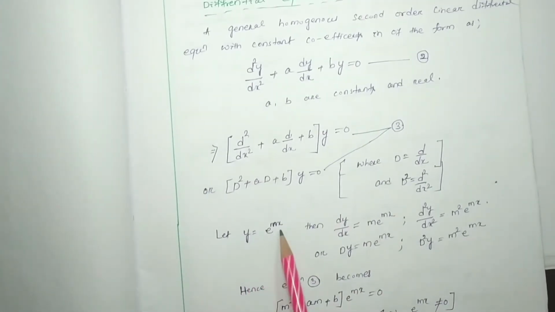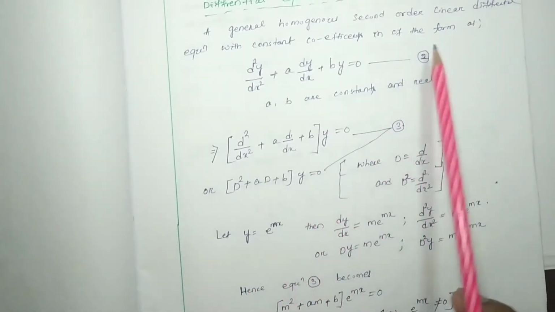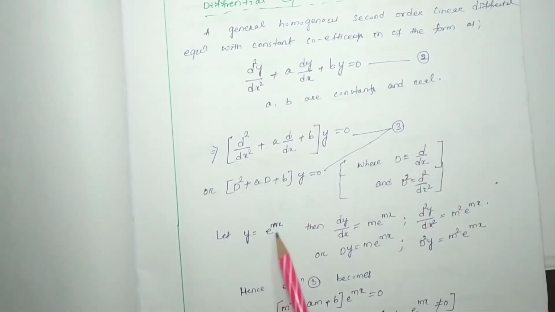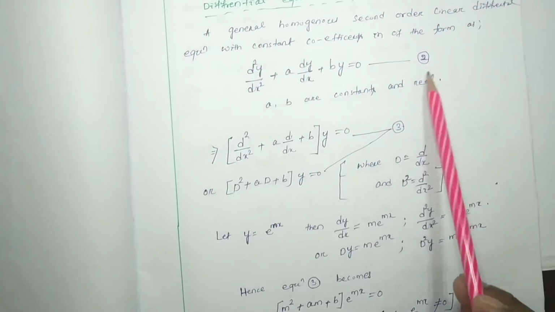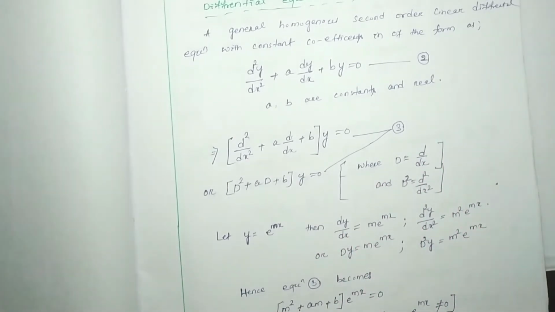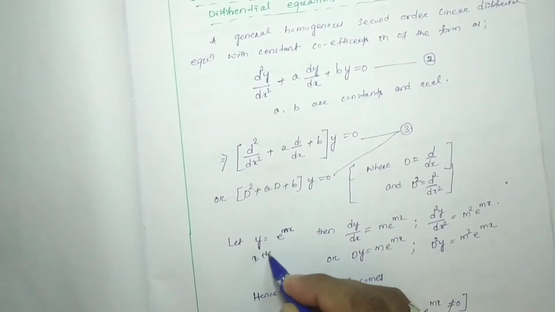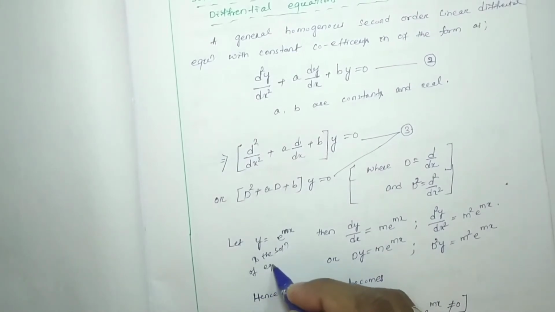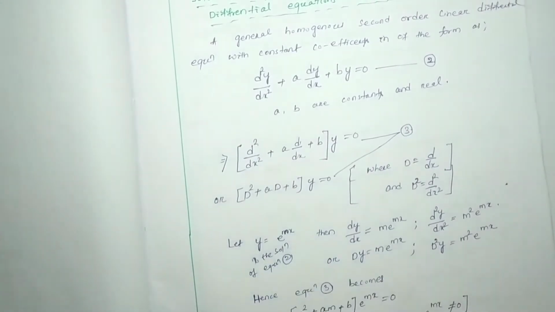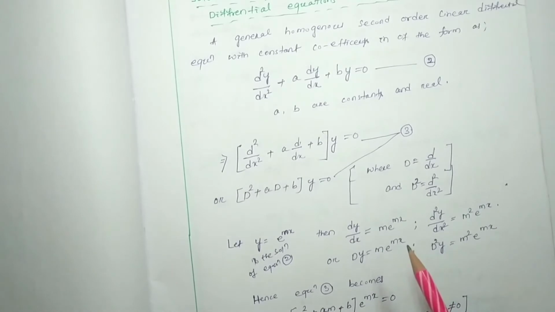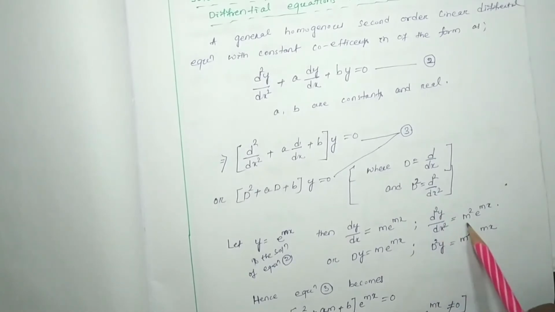Let y equal to e to the power mx. We are trying to find the solution of equation number 2. So let y equal to e to the power mx be the solution of equation number 2. Then dy by dx will be equal to m times e to the power mx, and d square y by dx square will be m square e to the power mx.